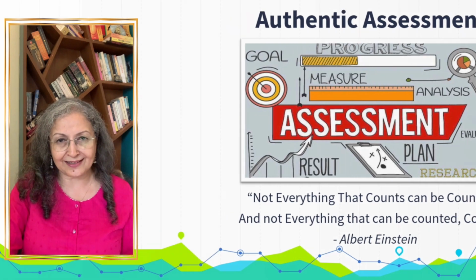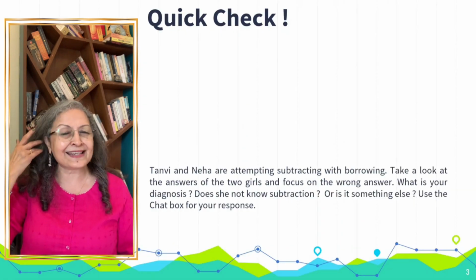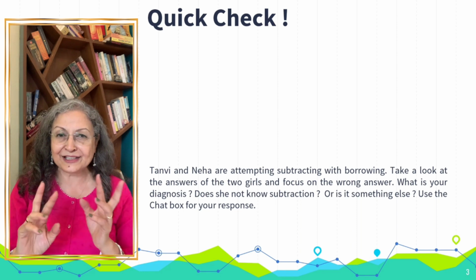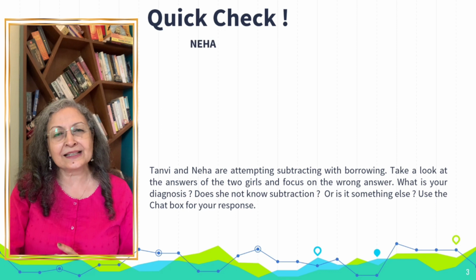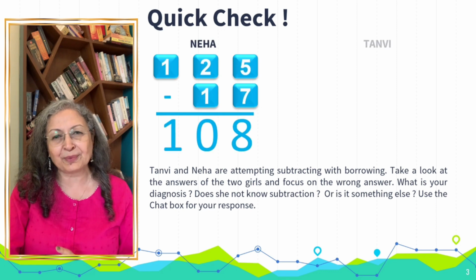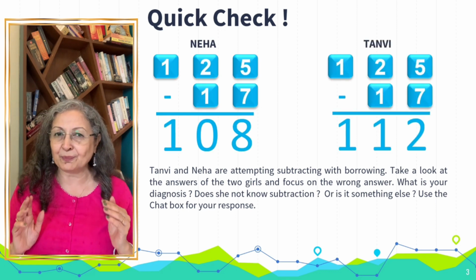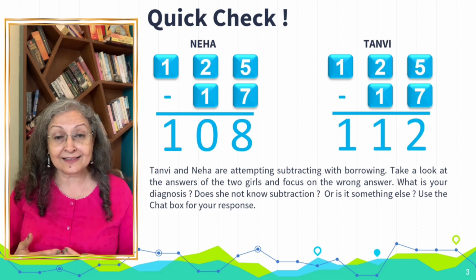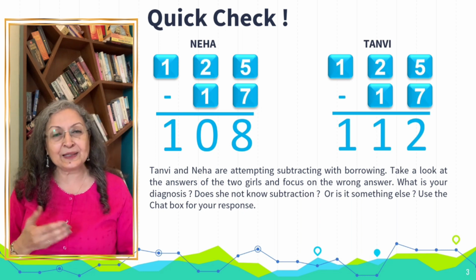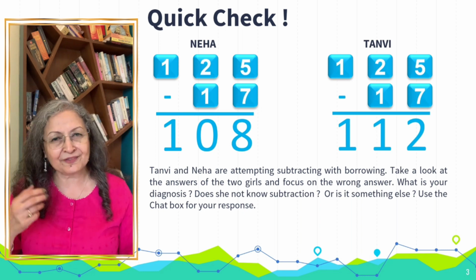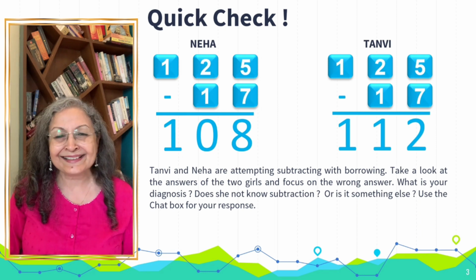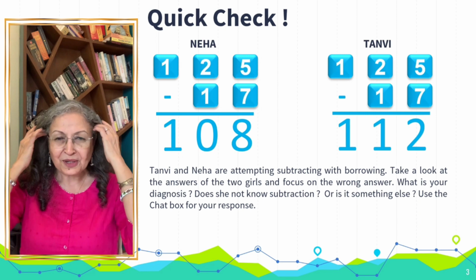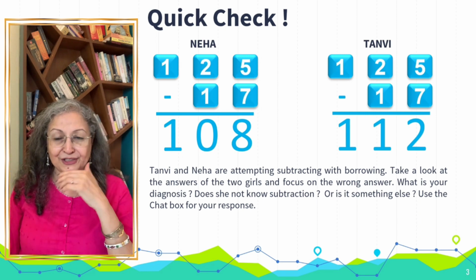Just a quick check to see what our own understanding is at the moment of these two kinds of assessment, formative and summative. Here are these two girls, Neha and Tanvi, and they are both doing subtraction with borrowing. That's the first hurdle that students will face in the primary years. I've taken a very simple example, but my idea is not to teach subtraction, but rather to point out how we differentiate between these two.